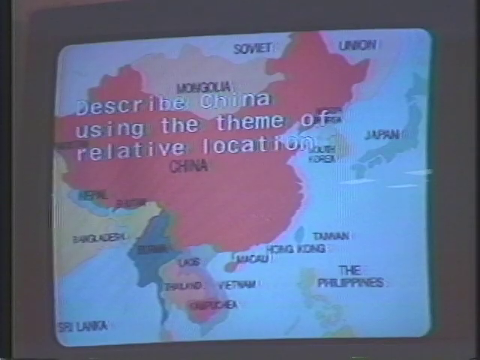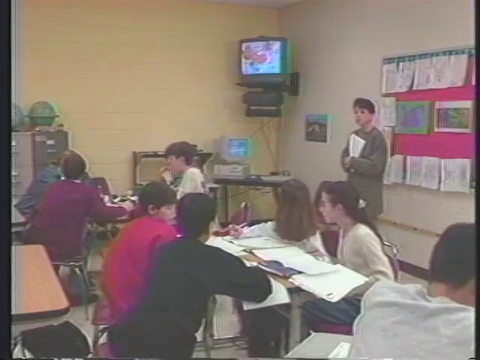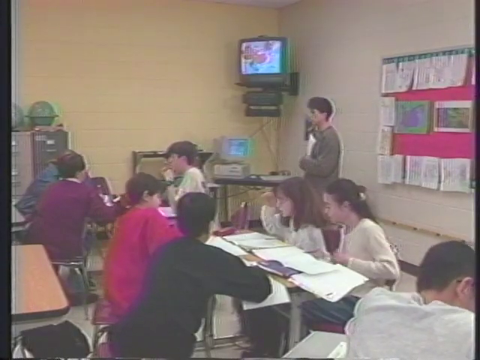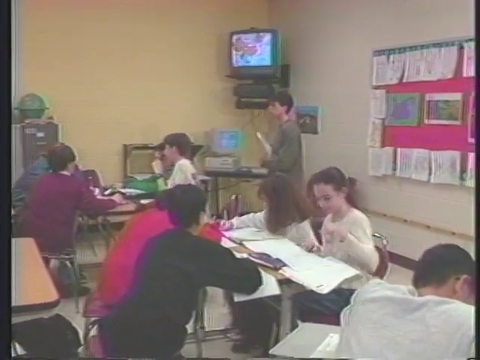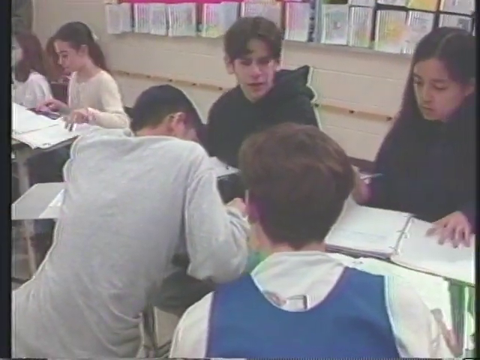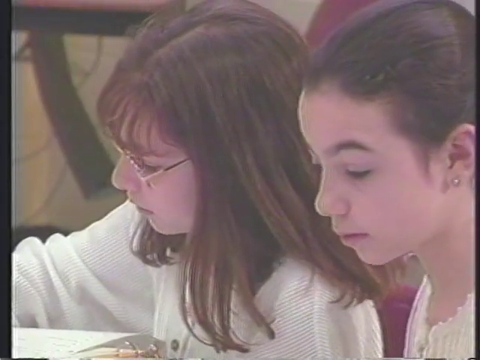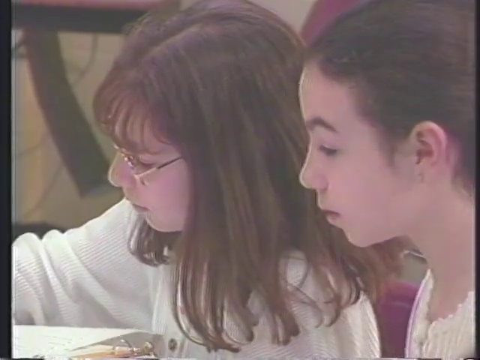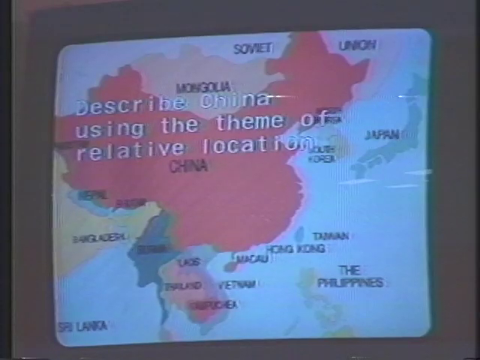Remember, we've looked at various types of maps. Is it a physical map, a political map, a land use map? What type of map is this? Go ahead, you can talk it over. You can look through your notes. Write down what you think next to number 1. Then next to number 1A, you should answer the question on the screen. Describe China using the theme of relative location.